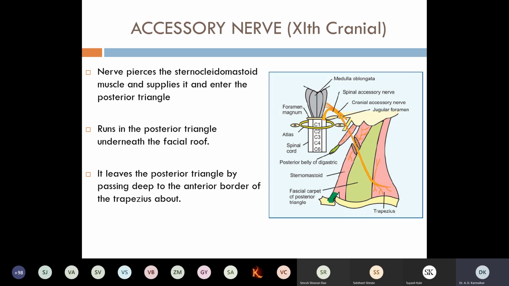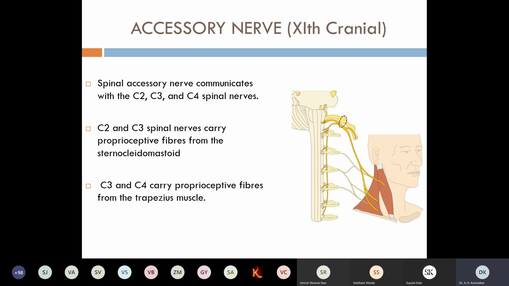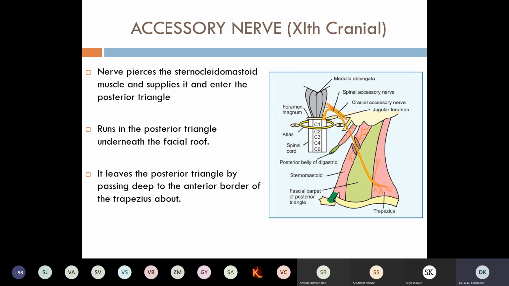Okay, in the posterior triangle, what happens, it will run in the posterior triangle underneath the deep fascia, the investing layer of the deep fascia, which forms the roof of the triangle. Okay, so underneath it will run, and it will leave the posterior triangle by passing deep to the trapezius muscle. So all this is shown in this diagram, the schematic diagram. So that was about the course of the spinal root of the accessory nerve.